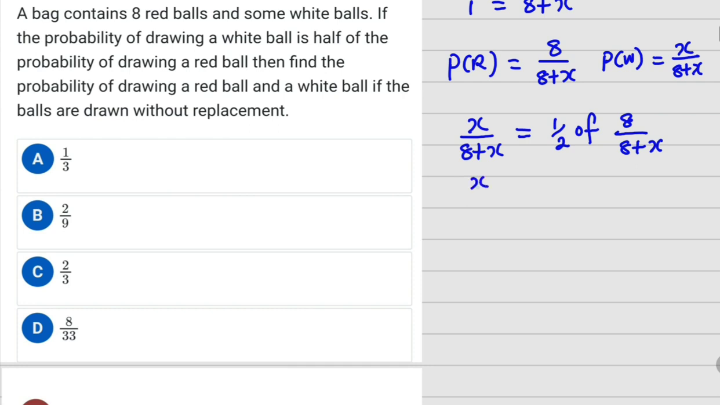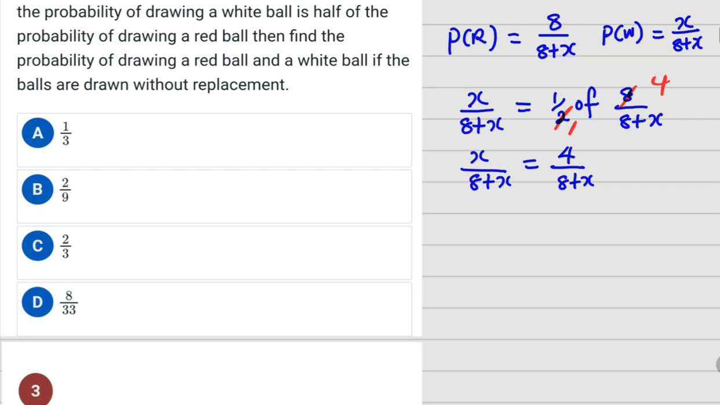Now this is going to be X over 8 plus X is equal to, I'm going to have 2 here, 1, and 2 here, 4. Of course, it is 'of', so it is multiplication. So this is going to be 4 over 8 plus X. Now if you cross multiply, you are going to have X into 8 plus X equals 4 into 8 plus X, or X plus 8, it's still the same thing. Now without any waste of time, you know that this cancels this, because if you divide by X plus 8, it cancels out. So we can now say that our X is equal to 4.